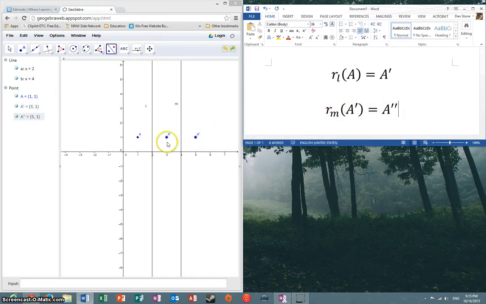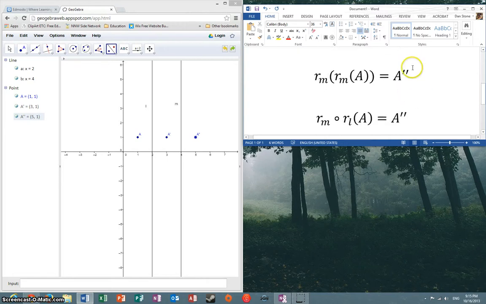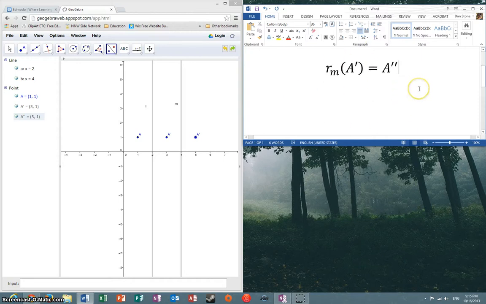If I do another reflection, this time I'm reflecting A prime, right? What am I reflecting over? Well, I'm reflecting over line M. Line M right here, that gives me A double prime. Two reflections, we've seen this. Now we're putting them together. And we can put them together in two ways. These basically say the same thing. These are just two different ways of saying both of these combined from up here. Okay, let's go through them.